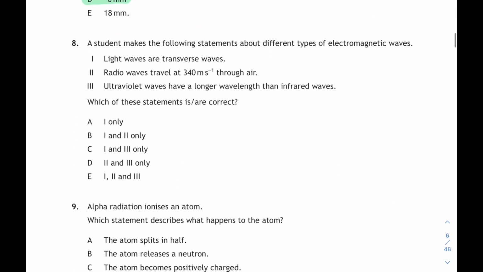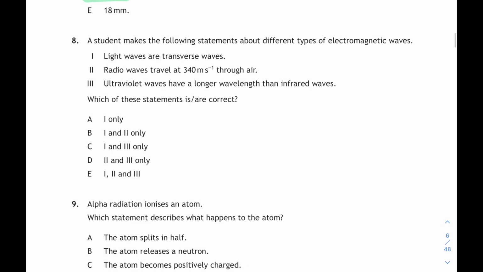Question 8, triple statement question. A student makes the following statements about different types of electromagnetic waves. Light waves are transverse waves. Yes, they are. Radio waves travel at 340 meters per second. No, they don't. Sound waves do. Radio waves are not sound waves. And then ultraviolet waves have a longer wavelength than infrared.